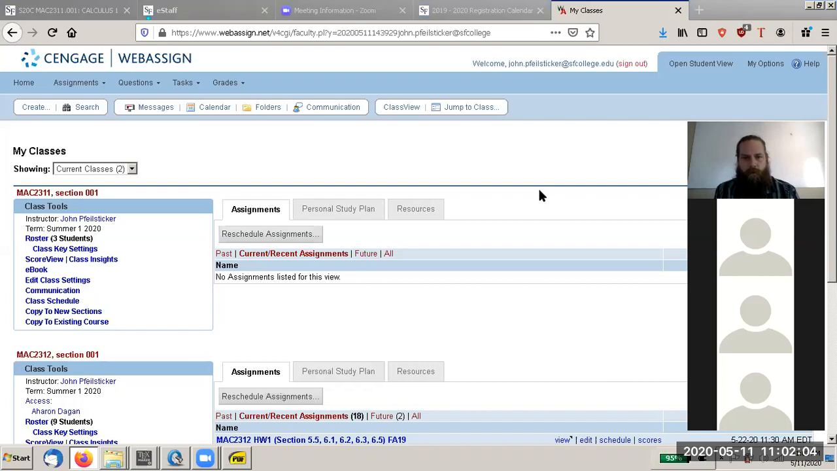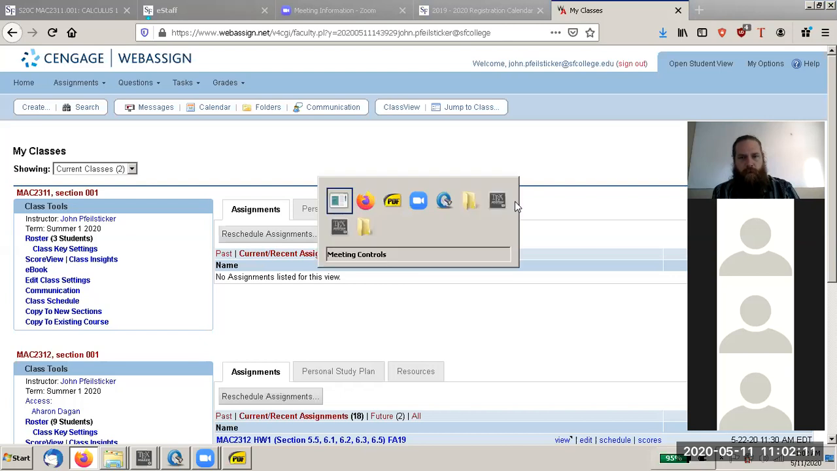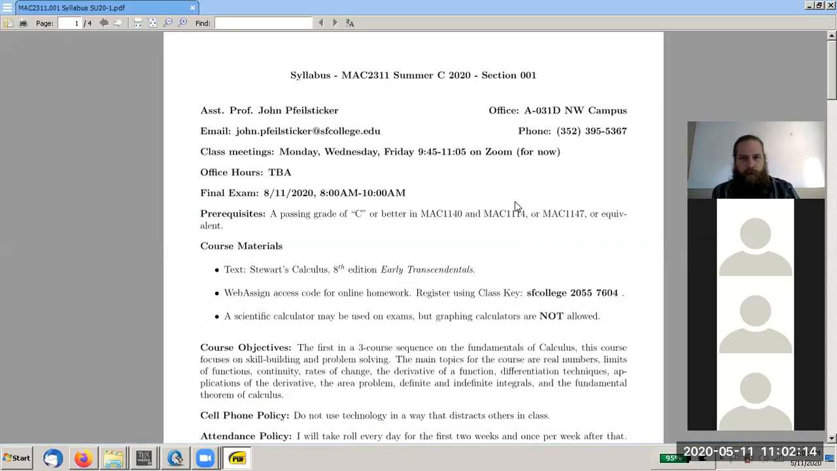I do also see some questions in chat. Calculators for the class. So the calculator policy for this class is that you may use a scientific calculator, like a TI-30XS, I think is the one that's officially recommended. As long as it's not capable of doing any sort of symbolic manipulation or graphing, then it's okay. But no graphing calculators, and we're also not going to use any sort of computer algebra system calculators. So if you have a TI Inspire or a TI 89, those are definitely out.